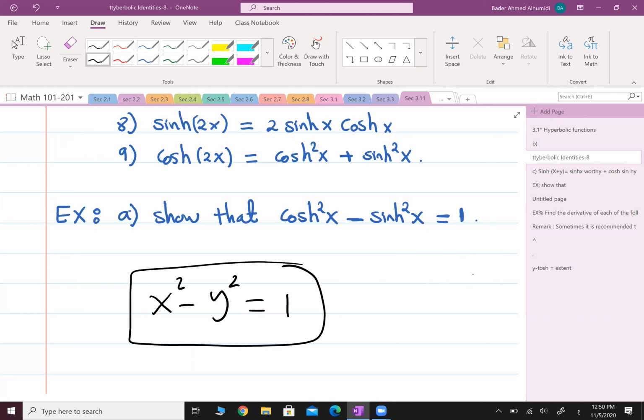Not only hyperbolic sine and cosine, we have others as well: hyperbolic secant and tangent, and we have hyperbolic cotangent and cosecant, as we had in trigonometry.